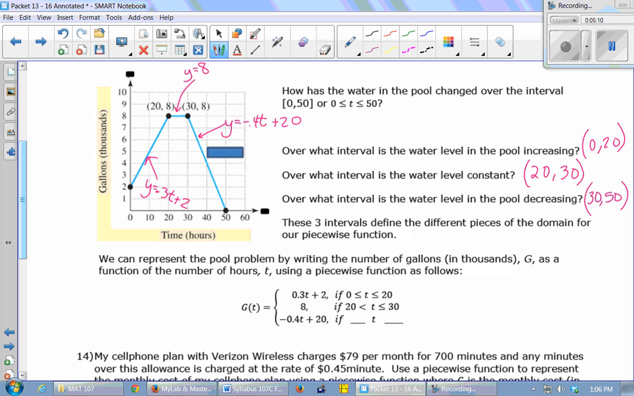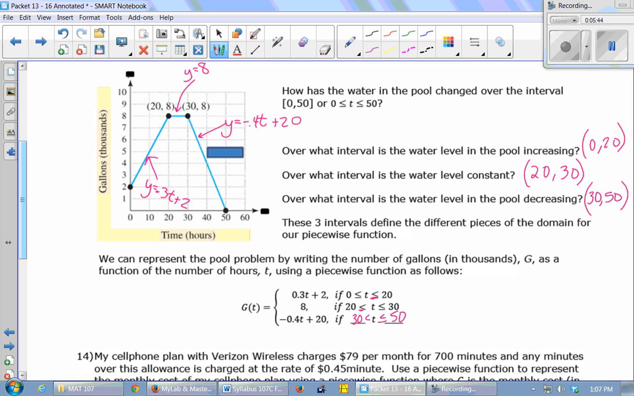Between 30 and 50. If 30 is less than t, less than or equal to 50. Now, where you put the or equal to part in this particular question doesn't really matter. Because if I plug 20 into the line 0.3t plus 2, I get 8. And if I plug 20 into the line y equals 8, I also get 8. So I could put the or equal to sign here or here. Either line would give me the same value for 20.